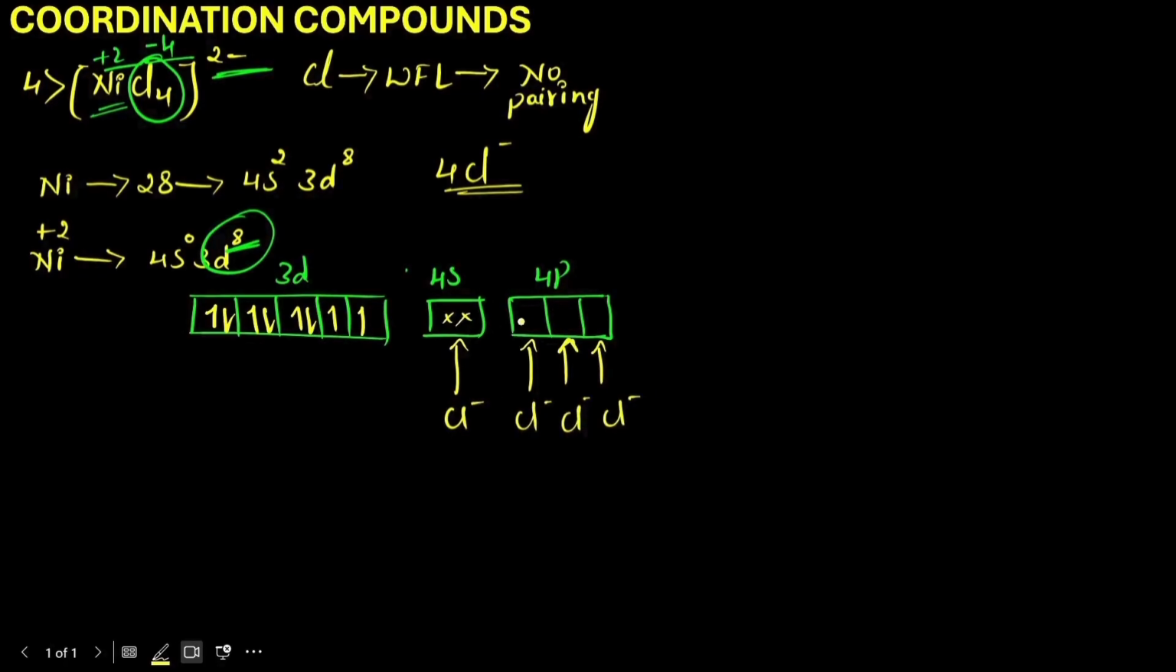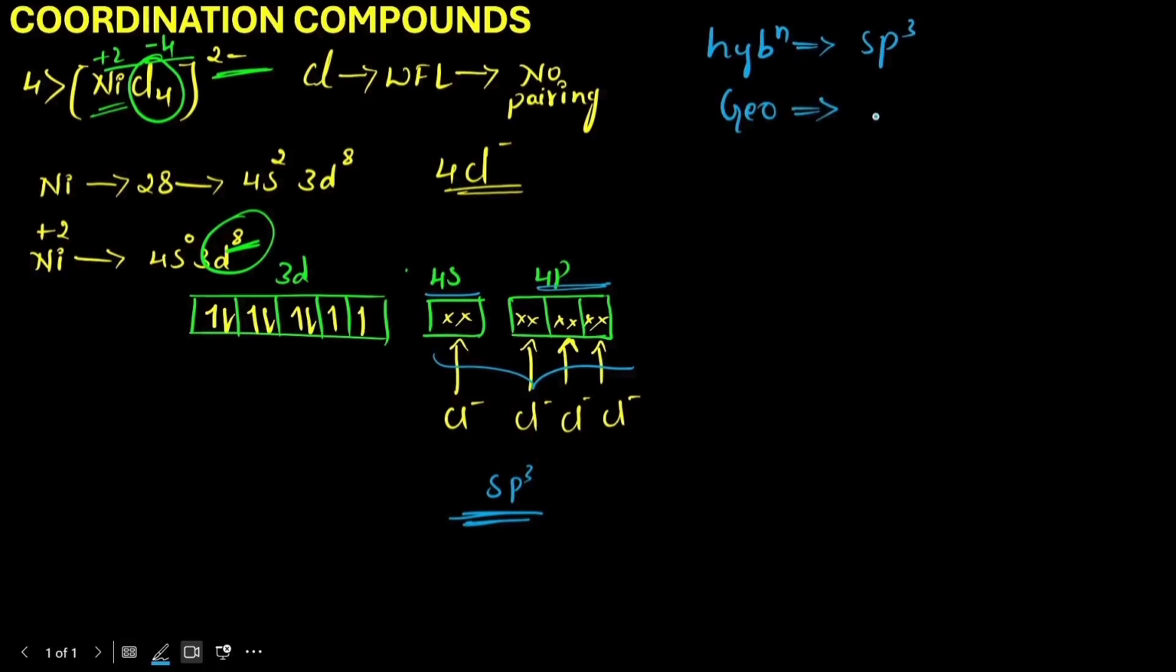So here 2 electrons, here 2 electrons, here 2 electrons, and here 2 electrons. What are the orbitals involved in the bond formation? 1 s orbital and 3 p orbitals are involved. They are hybridized to give sp3 hybridization. Therefore, what is the hybridization? It is sp3 hybridization. What is the geometry for sp3 hybridization? The geometry is tetrahedral.